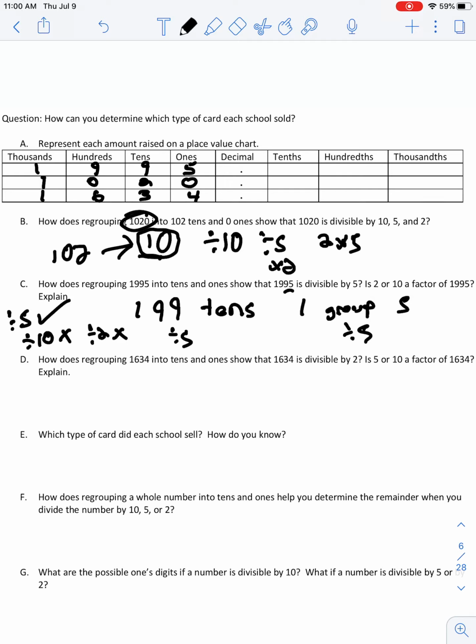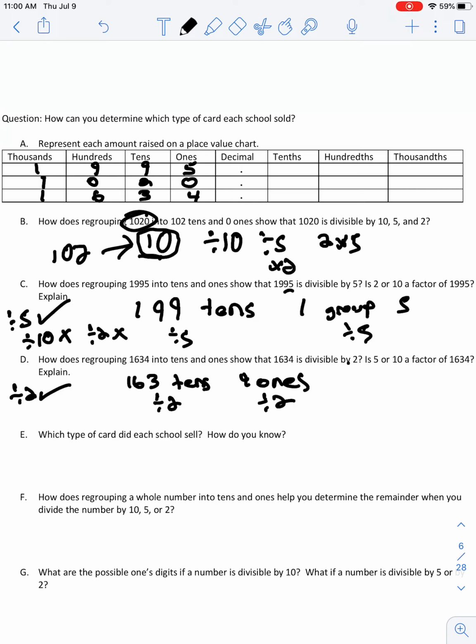How does regrouping 1634 into tens and ones show that 1634 is divisible by 2? So, if I break this up, I get 163 tens and then 4 ones. Well, I know that 10 is divisible by 2. I know that 4 is divisible by 2. So therefore, it must be divisible by 2.